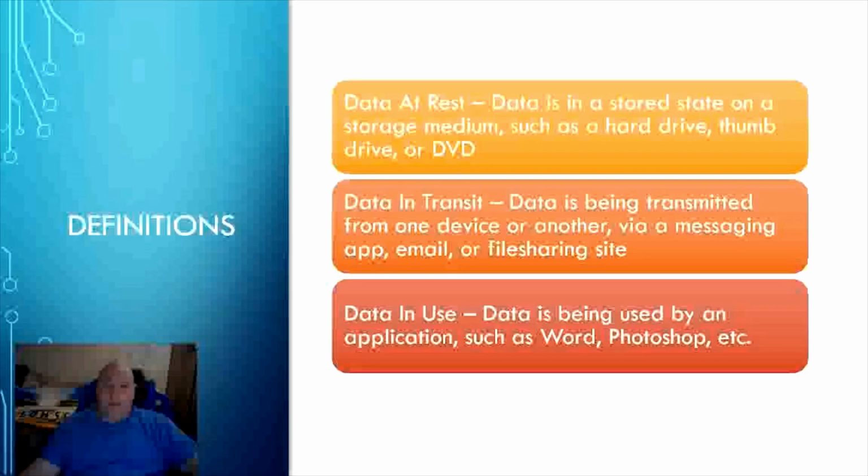So data at rest is stored. It's not doing anything. It's not being accessed. It's not being transmitted. It's on a hard drive, DVD, a floppy drive, if you want to get that old. Data in transit is being transmitted. Obviously, it's going from one place to another, either emailed, sent via a messaging app, or somebody's downloading it through Dropbox. Now, data in use is any data that's being used by any application.